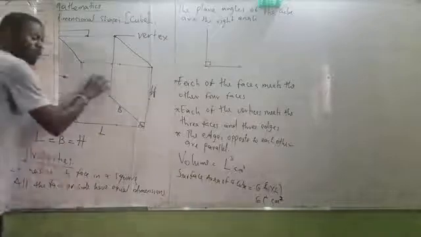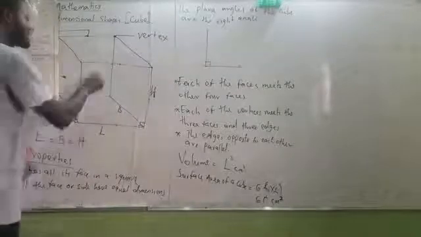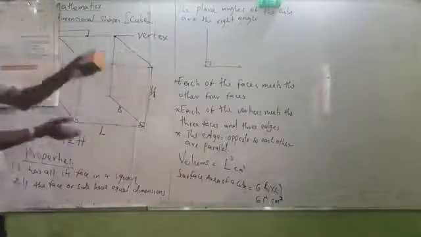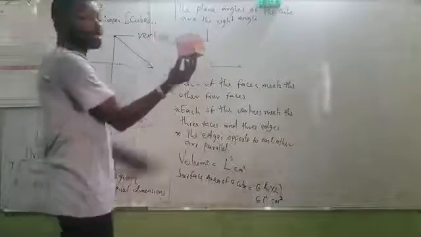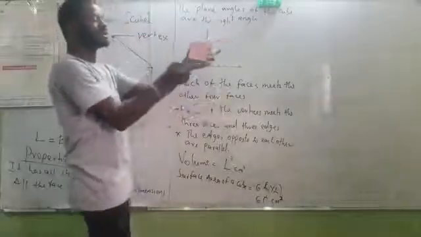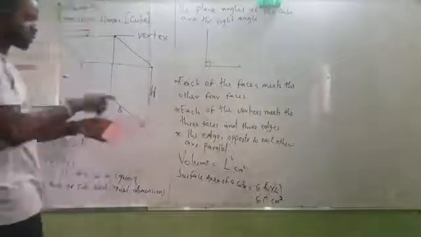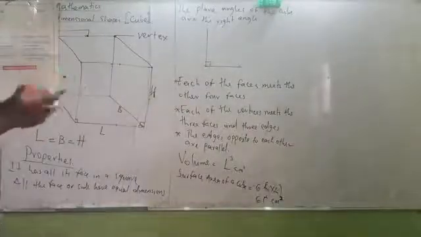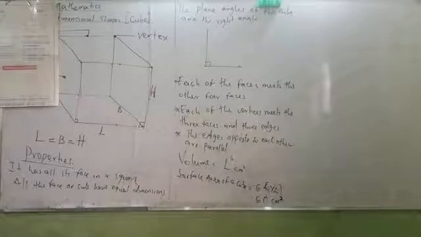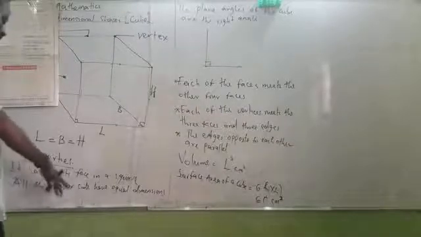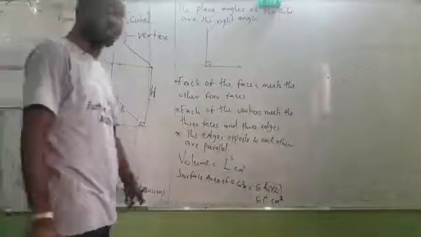This is how to draw a cube. Don't forget that the sides must be equal. This is a very good example of a cube, which has 6 faces. And the volume is length, breadth, and width. Also, all the faces are squares. All the faces or sides have equal dimensions, which I've explained.